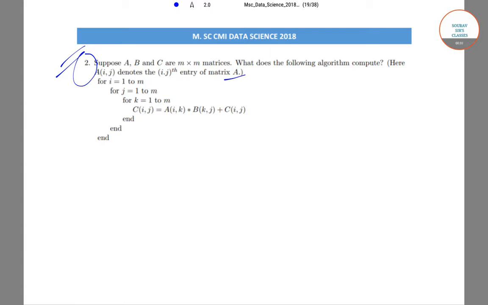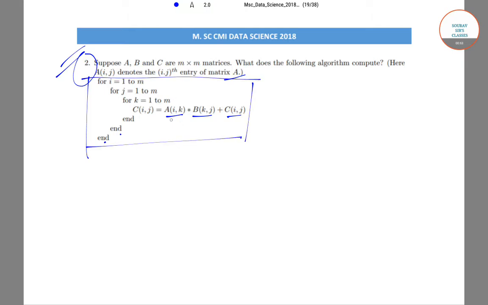Now the program that has been given is that for I equal to 1 to M and for J equal to 1 to M and for K which goes from 1 to M, C of Ij is equal to A of Ik into B of Kj plus C of Ij. Then end. So this is the program over here.